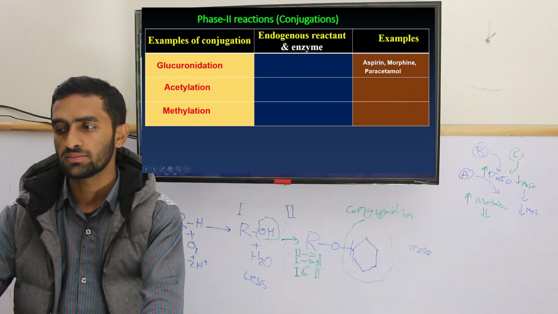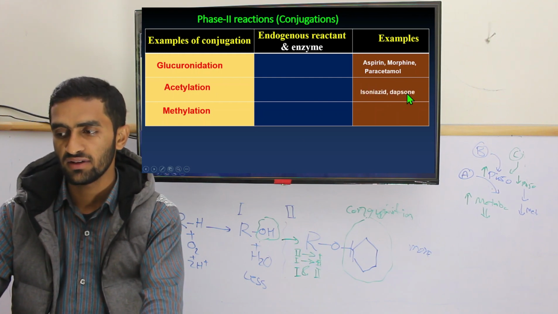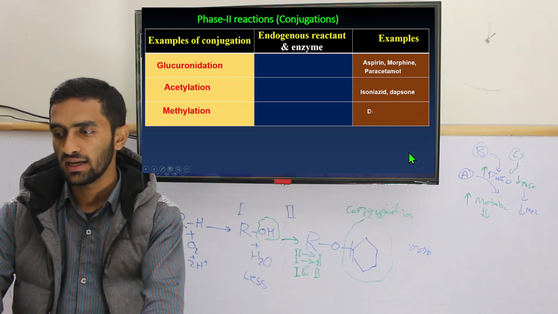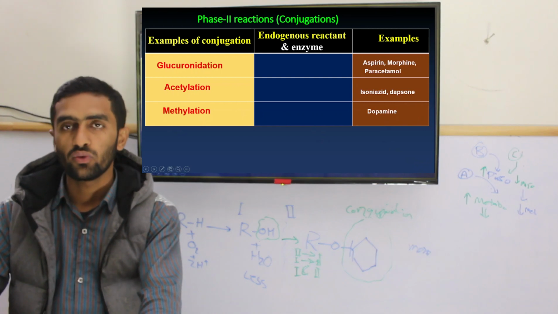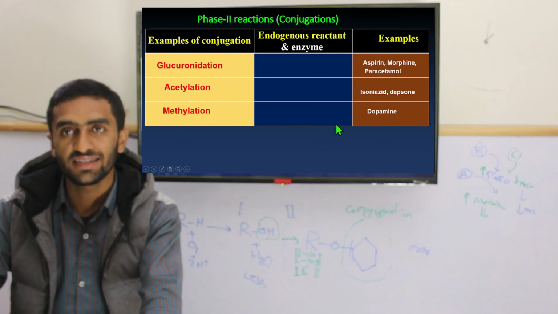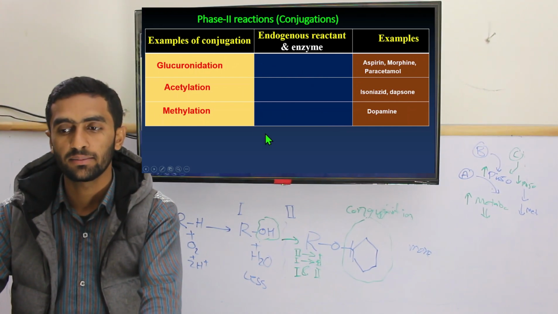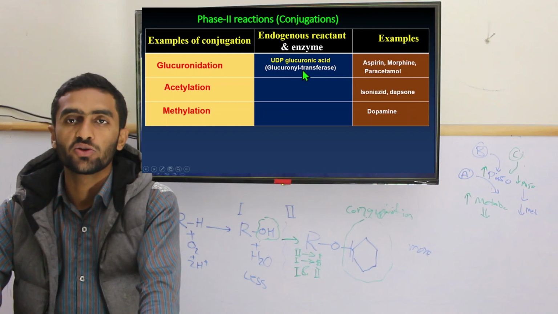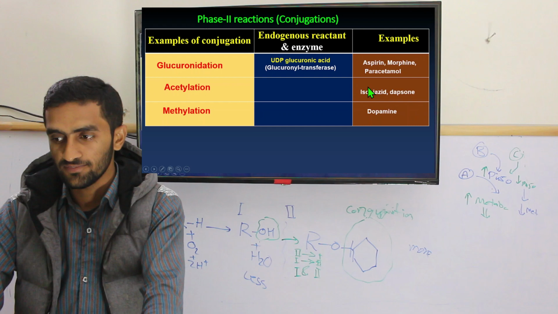Glucuronidation: aspirin, morphine, paracetamol all undergo glucuronidation, while the SNRIs, dapsone and dopamine undergo methylation. So what reactants and enzymes are needed for glucuronidation, acetylation and methylation? For glucuronidation, we need UDP glucuronic acid with the glucuronyl transferases.